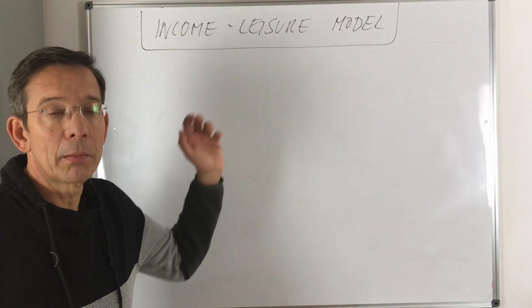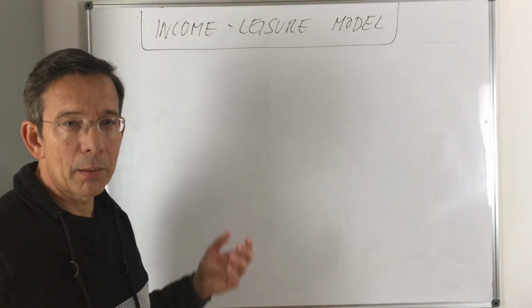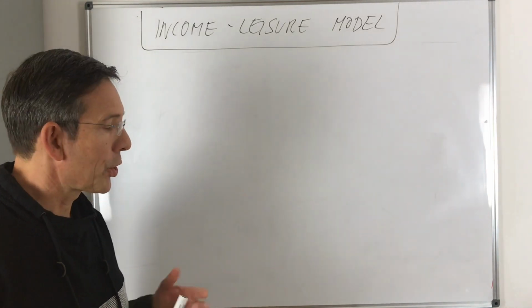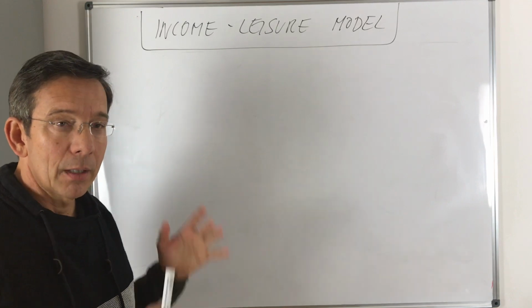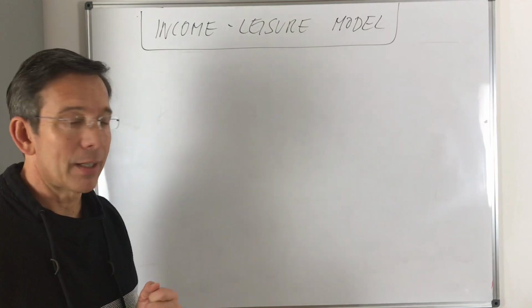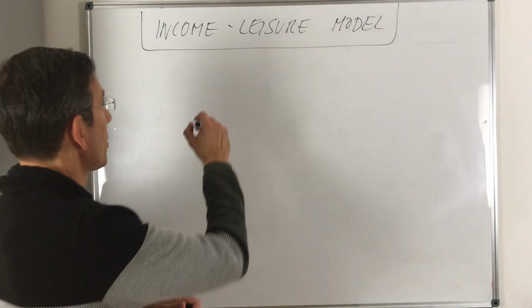So let's talk about the income leisure model. I guess you're familiar with the income leisure model, but I want to show that a basic income could be introduced in that model. So why don't we start with that?